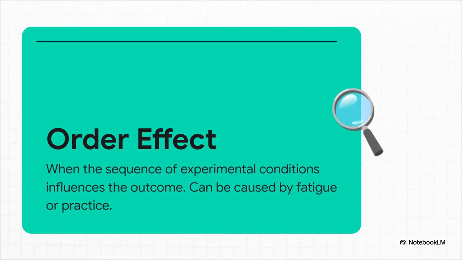So let's put the official name on it. The order effect is when the sequence of events actually influences the outcome. And this can happen for a bunch of reasons. You know, participants might get tired or bored. We call that fatigue. Or maybe they get better at a task just by doing it. That's a practice effect. Or sometimes the first thing they try just seems way more exciting because it's new. That's novelty. All of these things can seriously skew the data.